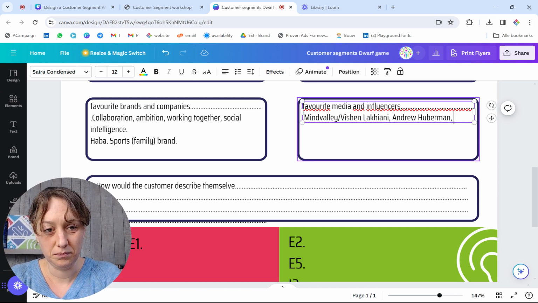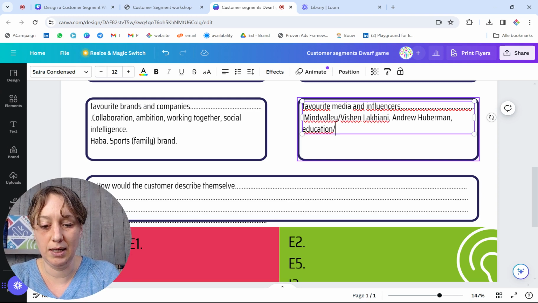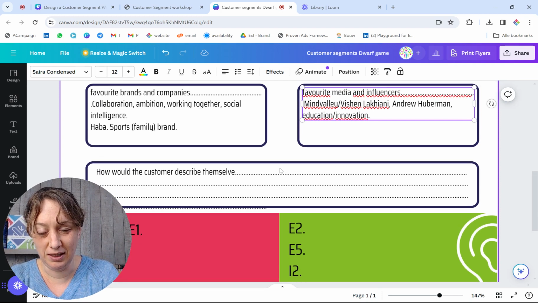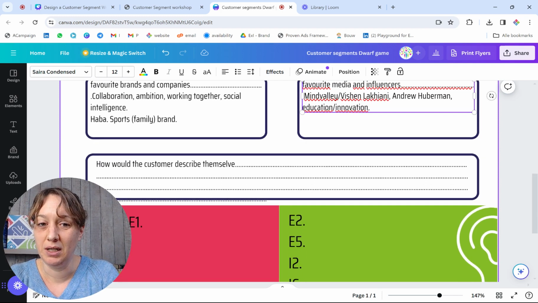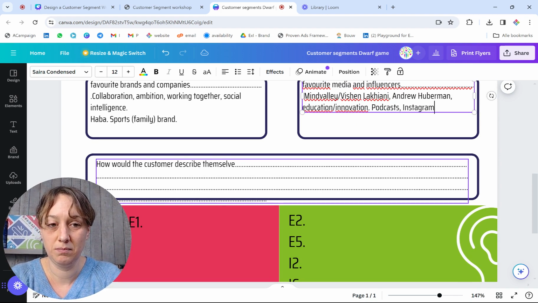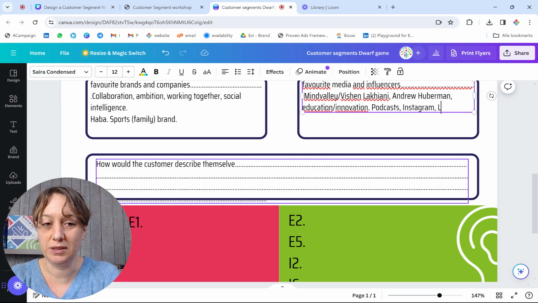And then any sort of education and innovation type of influencers, maybe a couple of national influencers as well. She loves podcasts. She loves Instagram. And she uses LinkedIn professionally.